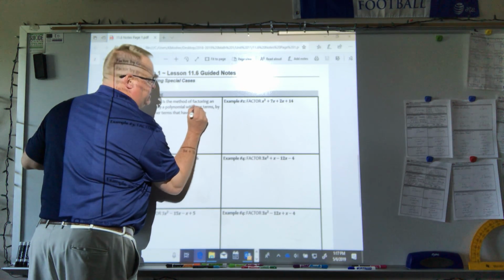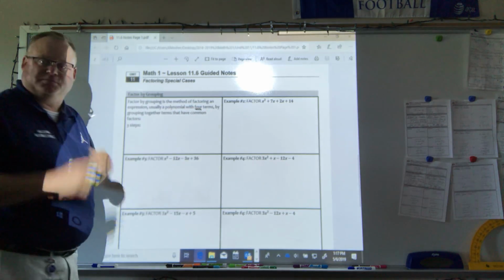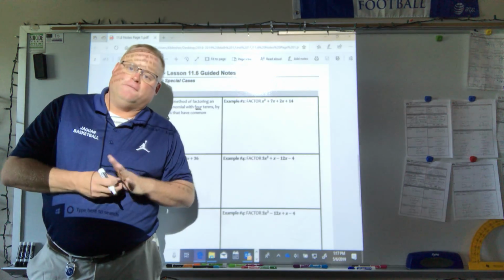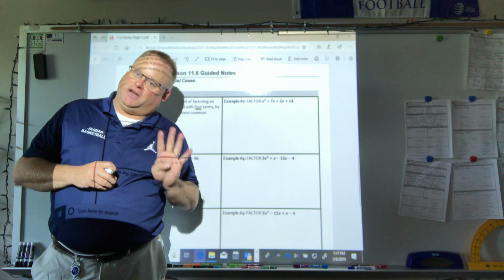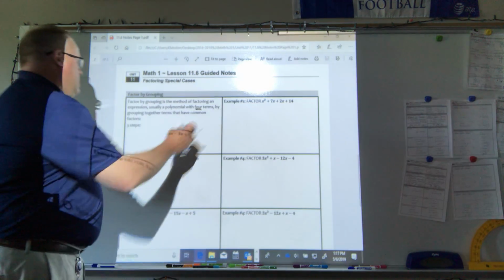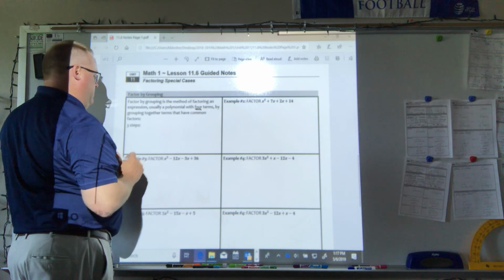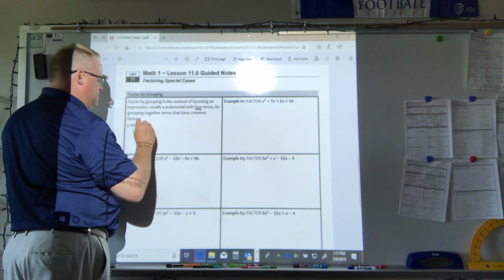That's the key to this. It's got to have 4 terms. Factor by grouping, 4 terms. Trying to emphasize it, okay? By grouping together terms that have common factors, there's 3 steps.